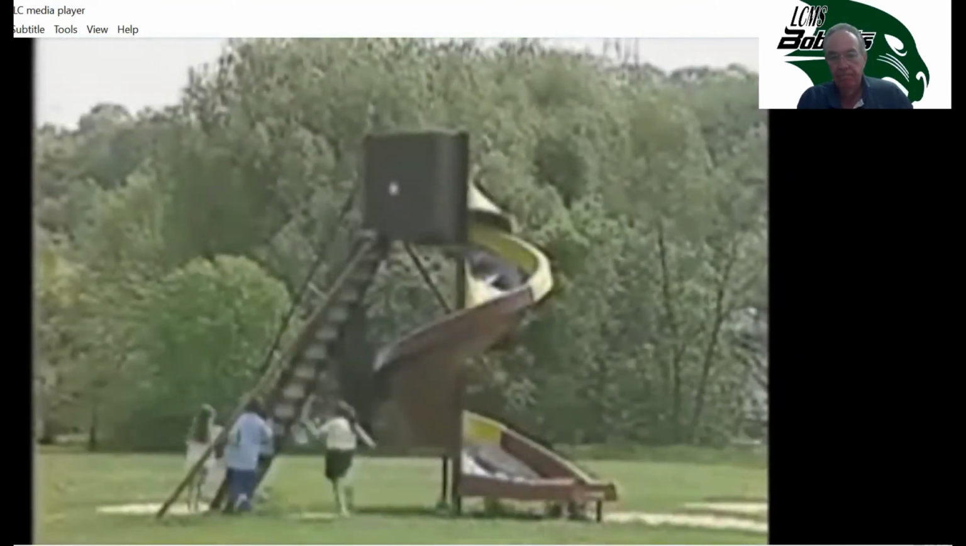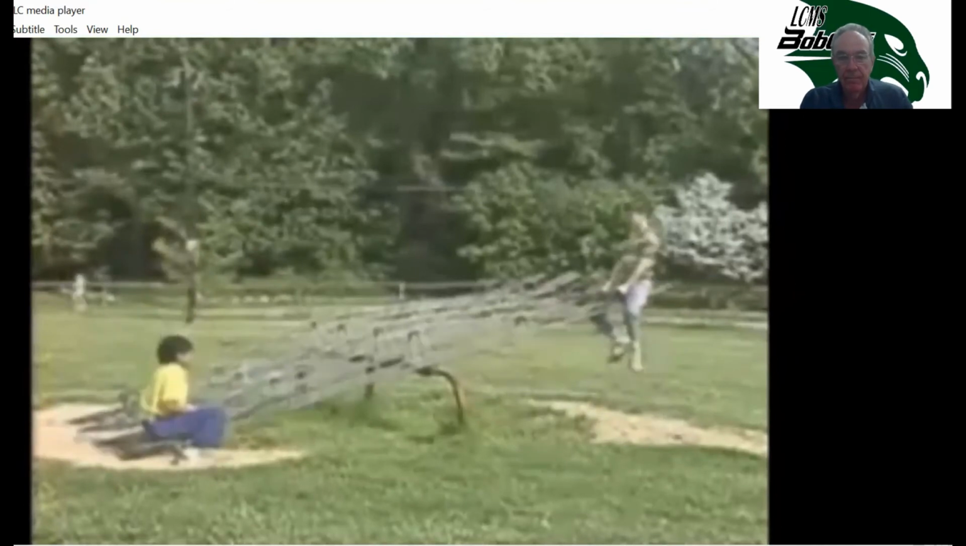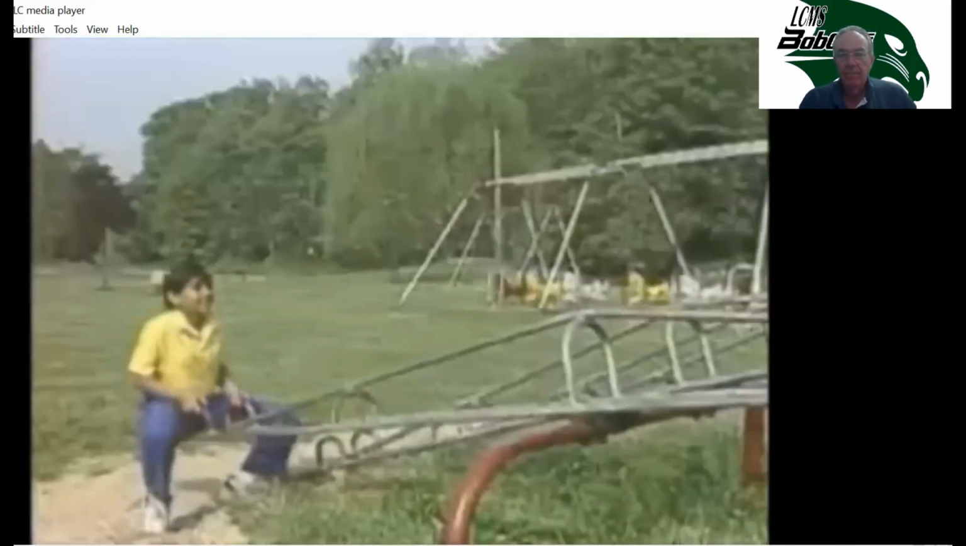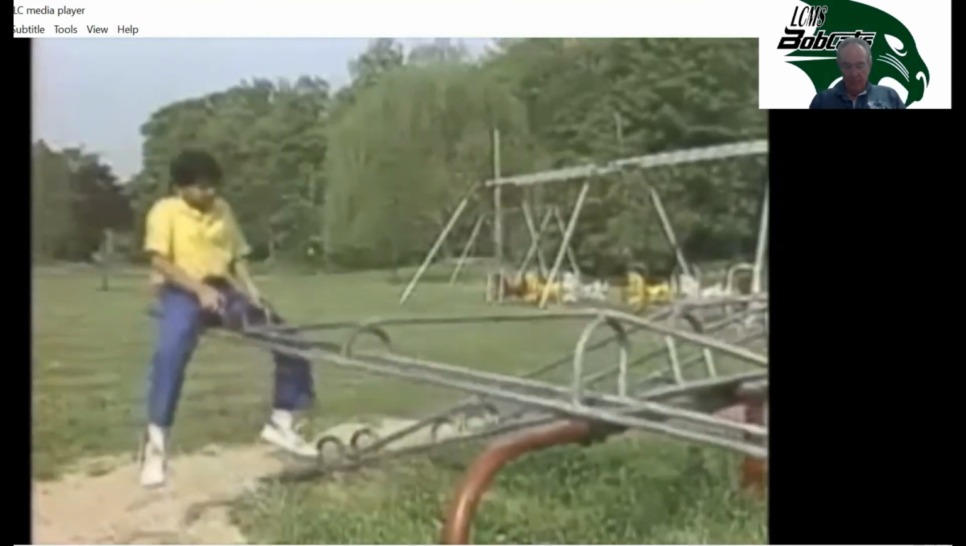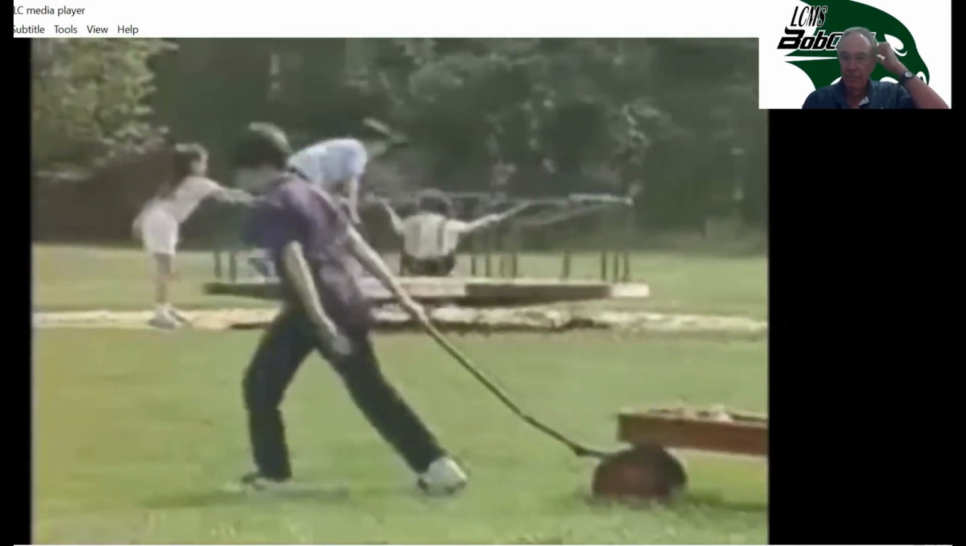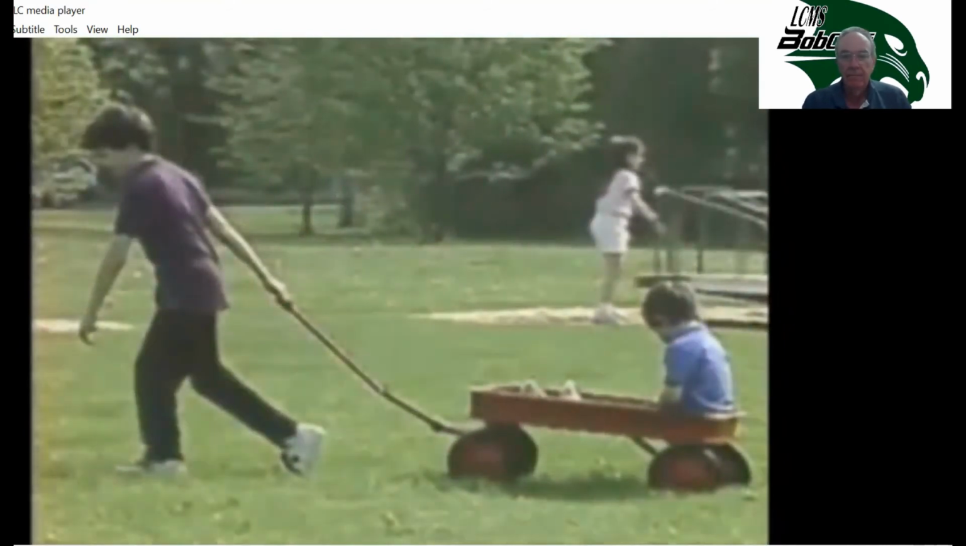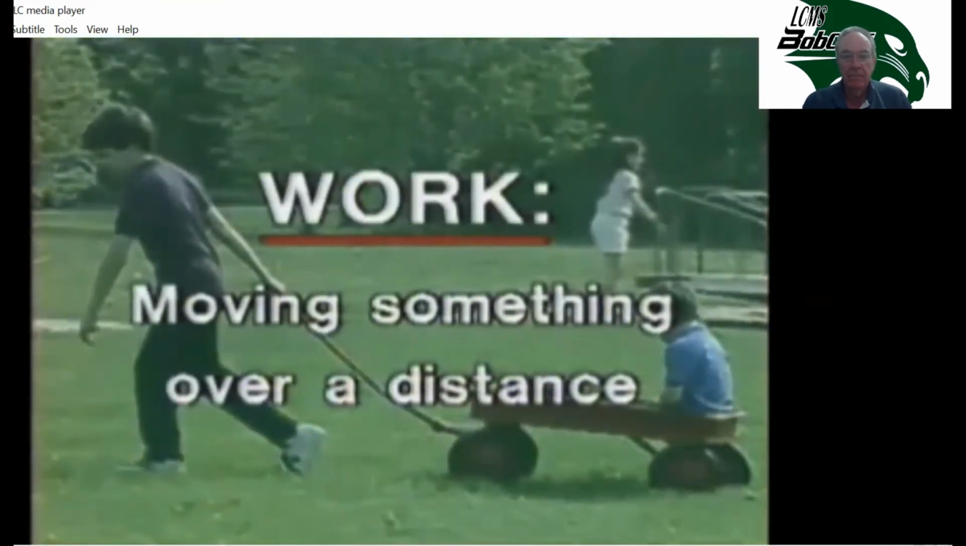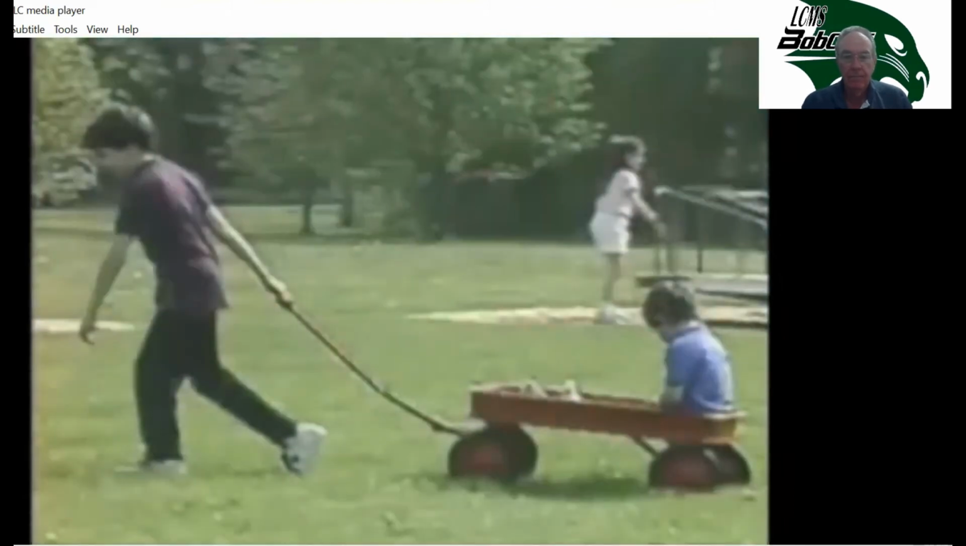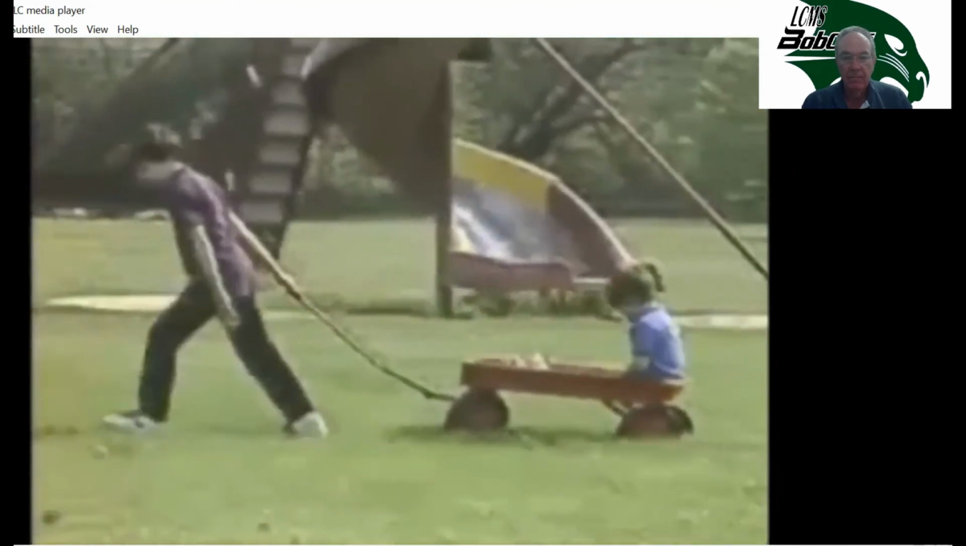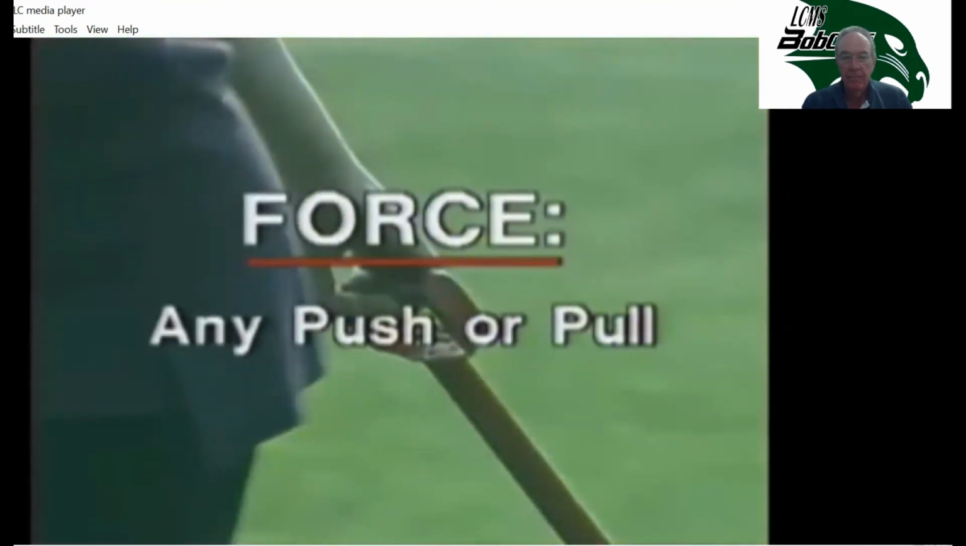We don't usually think of a playground as a place where work goes on. A playground is a place to have fun. But despite appearances, while these children are playing, many of them are also doing work. This kind of work is different than schoolwork, which involves thinking. In science, the definition of work is moving something over a distance. So this boy is doing work by moving his brother across the playground. Work like this requires force. The definition of force is any push or pull.